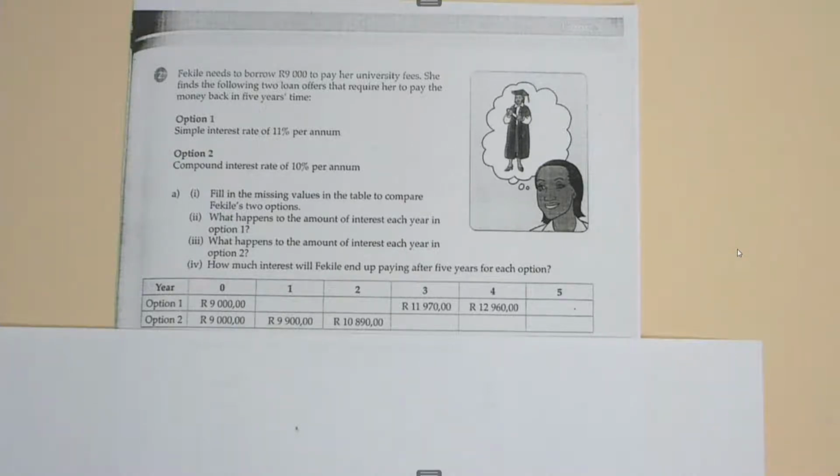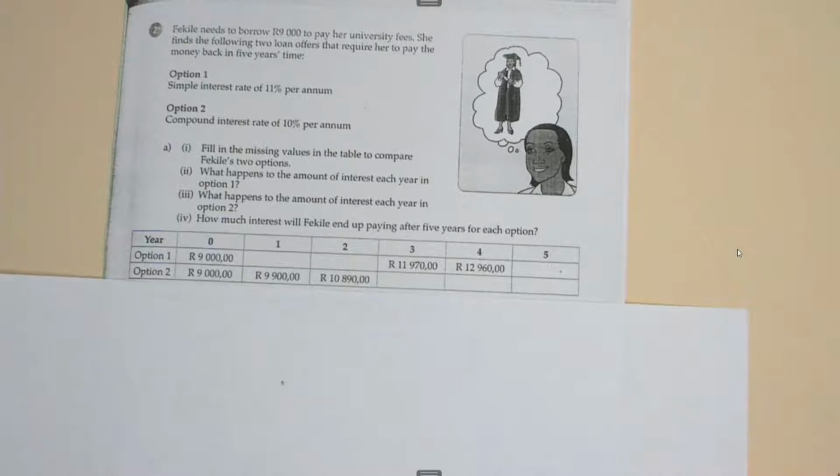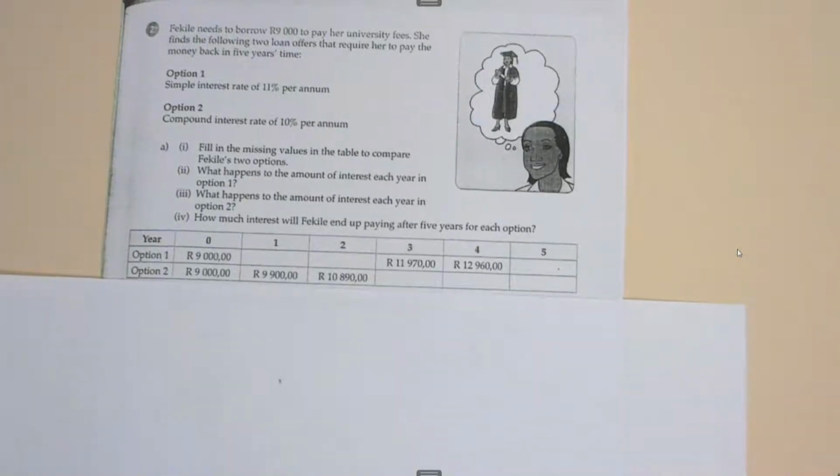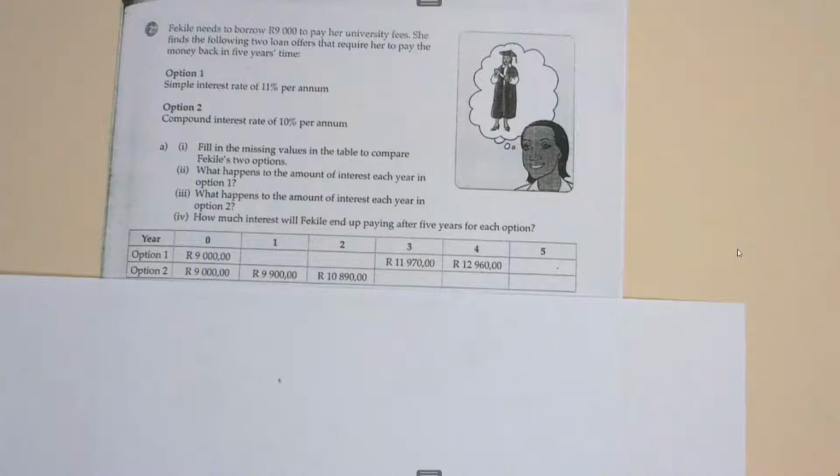Because it is still the time whereby Fikile is borrowing money, Fikile doesn't have to pay anything, because the time has not yet passed, because the interest here is calculated per annum. So the first question says, fill in the missing values in the table to compare Fikile's two options. So when we look at number 1, option number 1, it's simple interest rate of 11% per annum. So we must calculate simple interest.